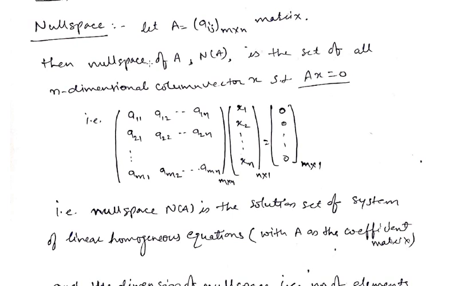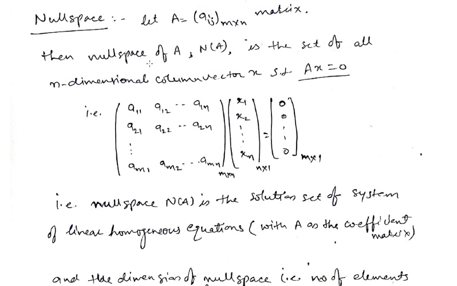The number of independent solutions is called the basis of this null space, and the number of independent solutions in the basis is called the dimension of the null space. This dimension is called the nullity of matrix A. So to calculate the nullity of A, first we calculate how many elements exist in the basis of the null space of A, which is the dimension of the null space and equals the nullity of A.